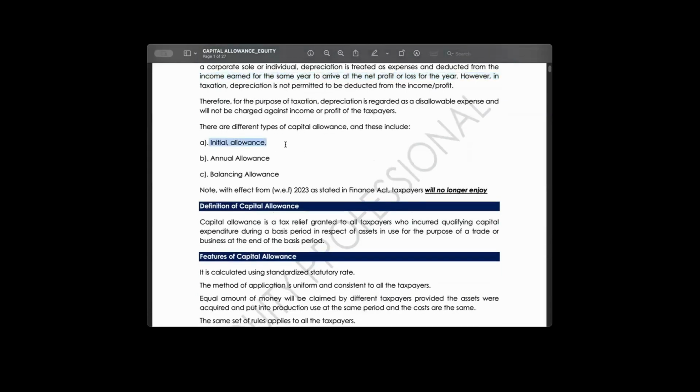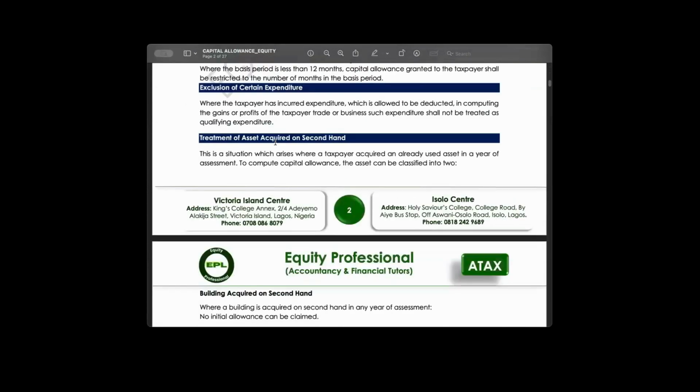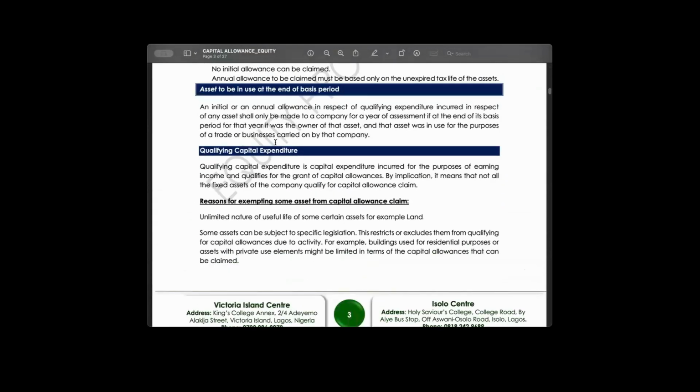So, as I was saying, we have two types of allowance. We have the initial allowance and the annual allowance. But before we go ahead, let's quickly talk about what we mean by qualifying capital expenditure. I have explained it the other time. Qualifying capital expenditure are expenditure incurred for the purpose of any income and qualifies for grant of capital allowance. By implication, it means that not all fixed assets of the company qualify for capital allowance claim. We have said that before.